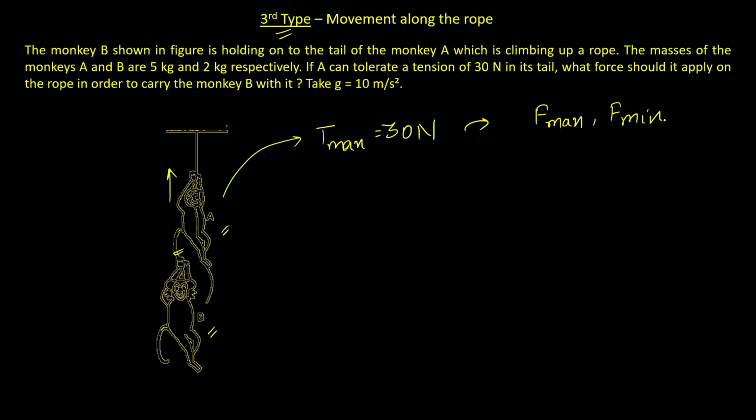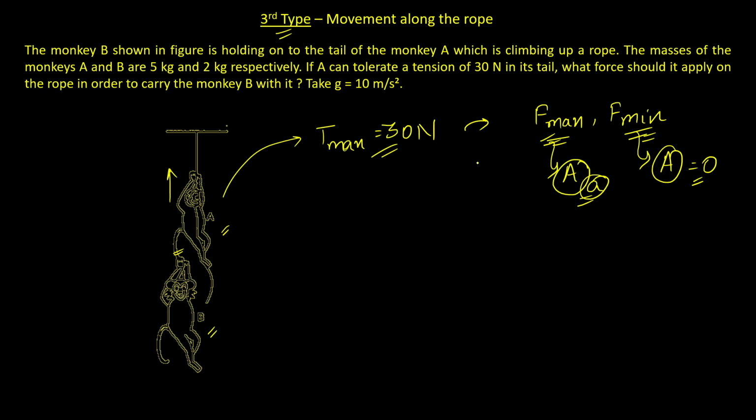Why? Because for the maximum force, I will consider the acceleration of monkey A. That is, monkey A is going to accelerate with some acceleration, while in the case of minimum force, the acceleration of monkey A will be 0. That is, monkey A is not going to accelerate. So the answer is going to be in a range, F max and F min. There is going to be a range of answers for this question, and this T max is given to be 30 Newton. So let me proceed.